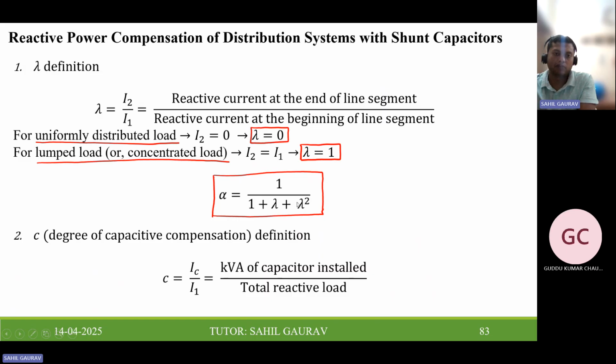Therefore, alpha equals 1 upon 1 plus lambda square. Now we'll define the C. C is the degree of capacitive compensation. So C is the ratio of kVA of capacitance installed upon total reactive load.